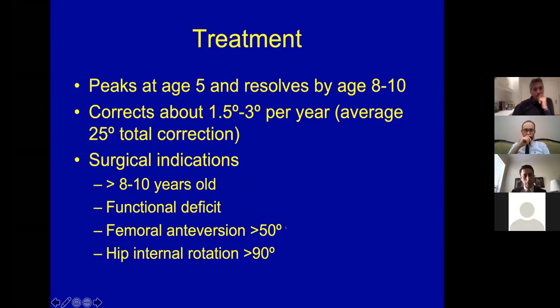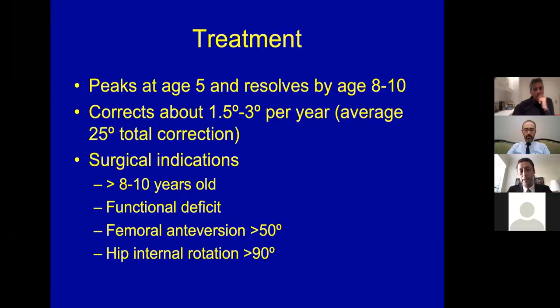So for the treatment of increased femoral anteversion, most of the time, I'd say over 90% of the kids have a spontaneous correction, up to the age of 8 years old. We don't recommend any intervention before the age of 8 unless there are other problems you need to address with other deformities. So I say it peaks around the age of 5 and resolves by age 8 or 10. It corrects about 1.5 to 3 degrees per year, an average of around 25 degrees of total correction. Surgical indication, if there is functional limitation of the kids. We don't treat this just for cosmetic reasons or appearance, just to improve the position of the foot.